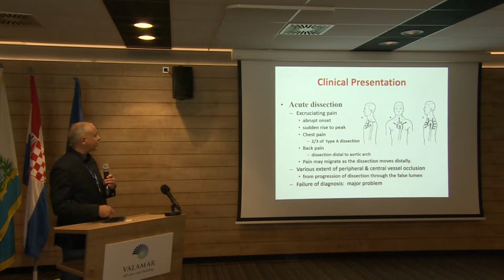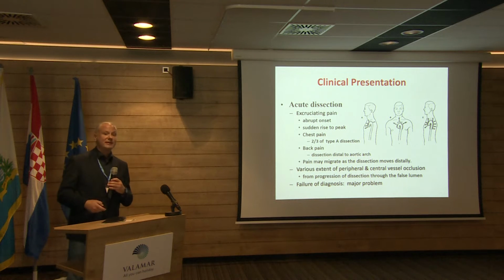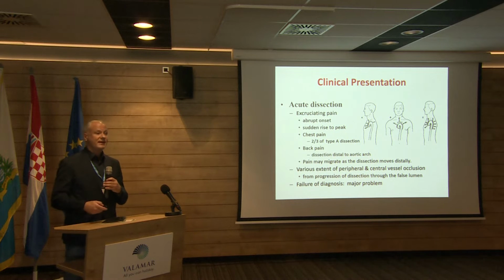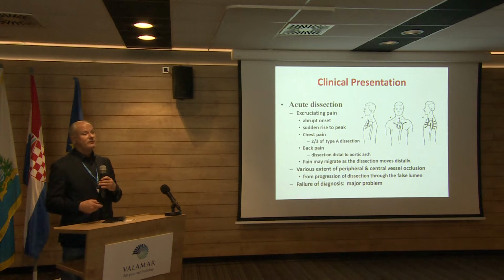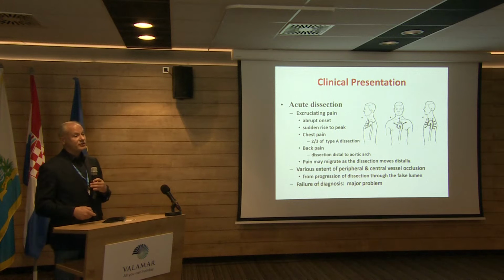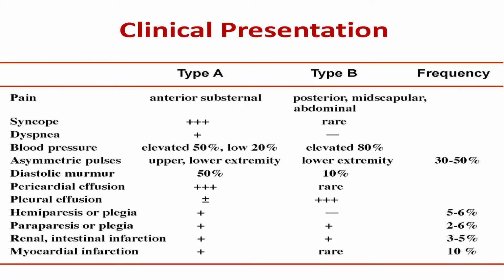Due to progression of the dissection through the false lumen, various extents of peripheral or central vessel occlusion can happen, and that's why we are talking about dissection as a disease with many phases, with thousands of faces. That's the reason why missed diagnosis and late diagnosis are happening in our emergency wards on a daily basis. So the failure of diagnosis is a major problem.